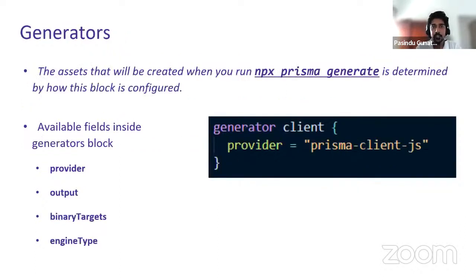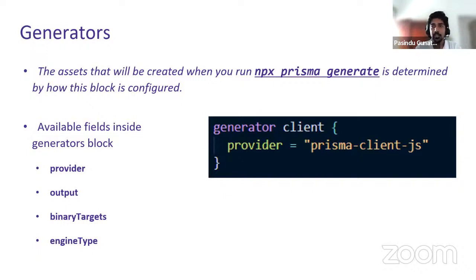Then if we take the other block in the Prisma schema, the generators. The generators are the assets that are going to be created when you run the npx prisma generate command. The available fields inside this block are provider, output, binary targets, and the engine type. The provider specifies what you need to be generated. Here we have specified prisma-client-js. If you are capable of developing other packages that are completely compatible with the generator spec in Prisma, you can provide them in here as well.